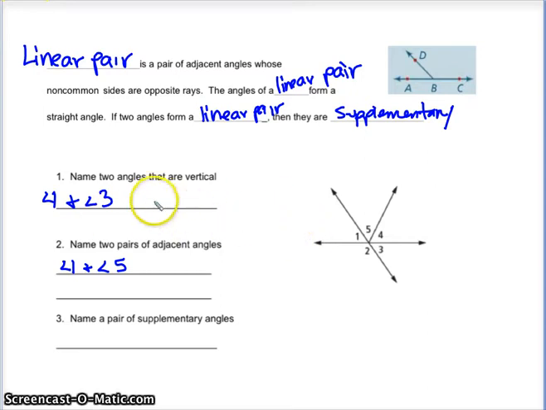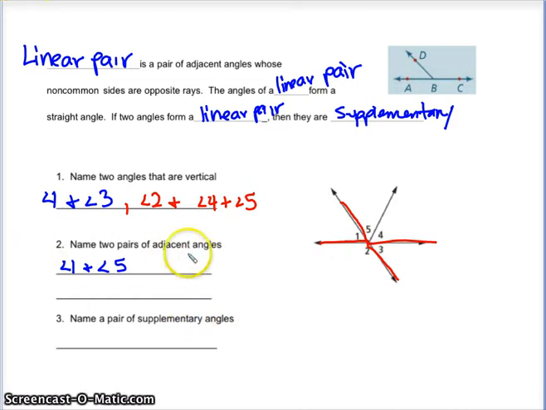Alright, so another set of vertical angles, and this one is not quite as easy to see, I don't think. But if you look closely, angle 2 paired with angles 4 and 5 together would be vertical angles. So this is kind of hard to see. It's angle 2 and angle 4 plus angle 5. Together, they give you vertical angles.